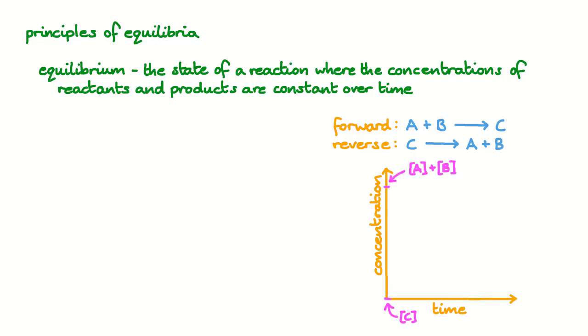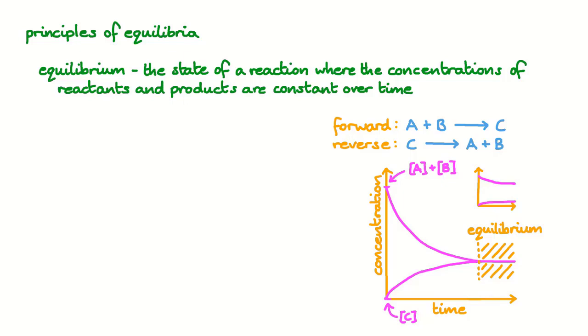If we start with A and B, they'll react quickly, producing C. As we generate C, the reverse reaction will start to occur. As we build up C, the reverse reaction accelerates further, until eventually the rate of the forward reaction equals the rate of the reverse reaction. From this point forward, the system is in equilibrium. The concentrations of A, B, and C remain constant.